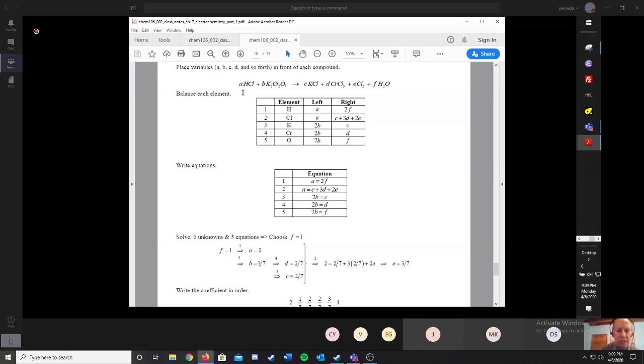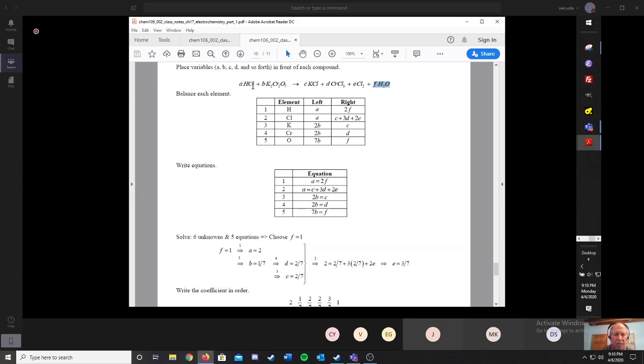So we have these variables, and we make a table and count the number of elements left and right. For instance, for hydrogen, we look at the left side of this reaction and count the hydrogens. Well, we have A hydrogens there. So on the left side, we have A, and on the right, hydrogen shows up here in the waters. So we have 2F hydrogens, 2 times F. For example, if F was 3, then we'd have 6 altogether, 2 times 3. So we have 2F hydrogens on the right.